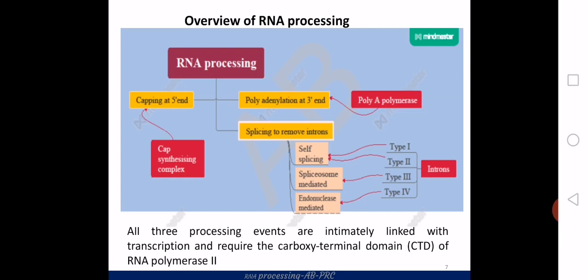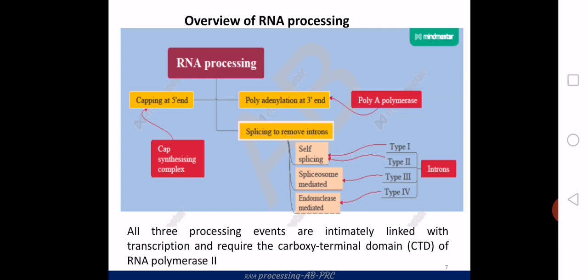In 5' capping, a number of enzymes and proteins are involved, collectively called the cap synthesizing complex. And in the polyadenylation process, we have an important enzyme called poly A polymerase. It is just like a DNA polymerase enzyme, but it doesn't require a template. It can add adenine residues to the 3' end.